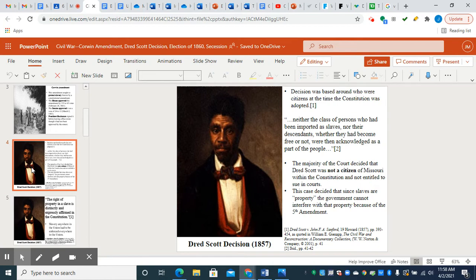But a lot of free states weren't going to do that and refused to do that, and they resented it, because this meant that free states where slavery was illegal were having to help prop up and enforce slavery. They were being told by the Constitution and the US government that they had to return slaves that escaped from where slavery was legal to where slavery was illegal.